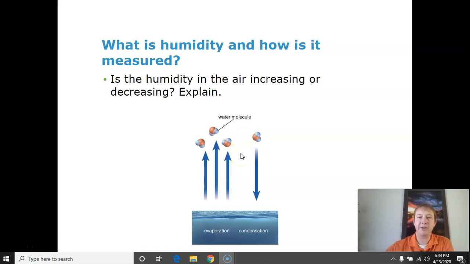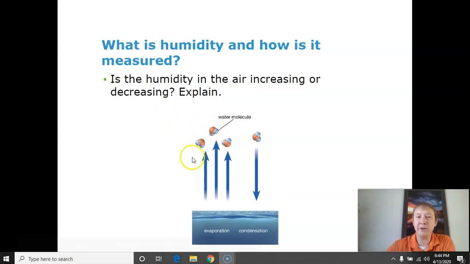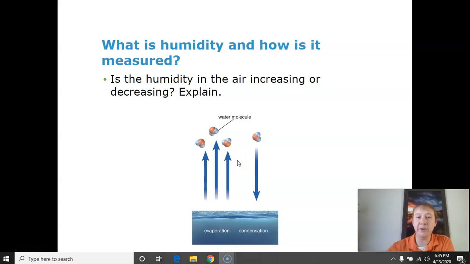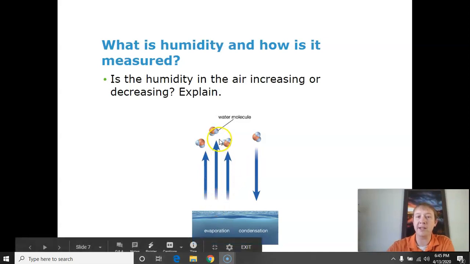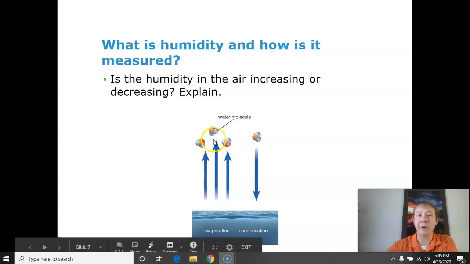So looking at the image here, we have evaporation and condensation. When we're looking at this, we're trying to figure out, okay, is humidity increasing or decreasing? What we can see is there's three molecules, or the evaporation is higher than condensation. So in this case, the humidity would be increasing because there's more water going into the atmosphere than is leaving it. Humidity is basically the amount of moisture, water molecules, in the air. With more evaporation, we see it increasing. With more condensation, it would be decreasing.